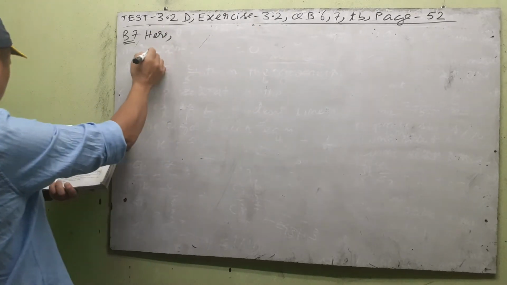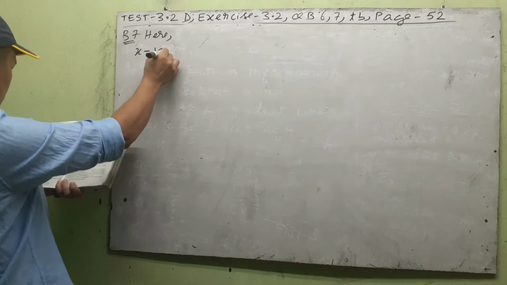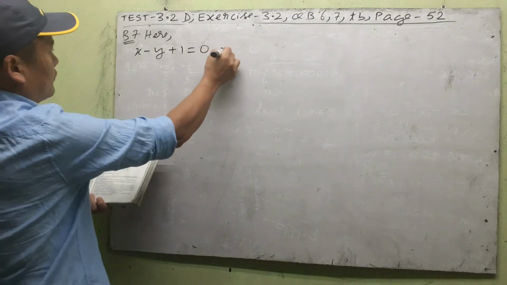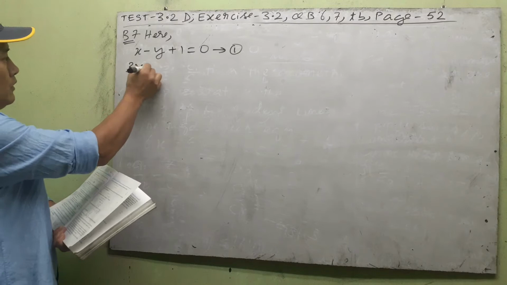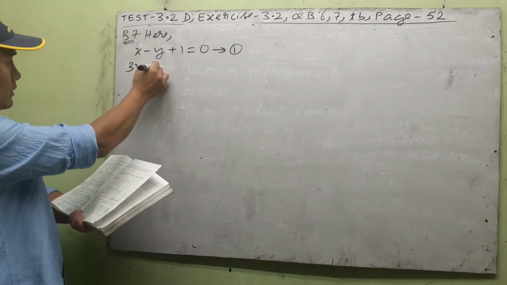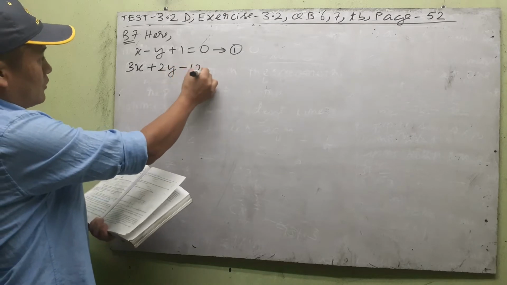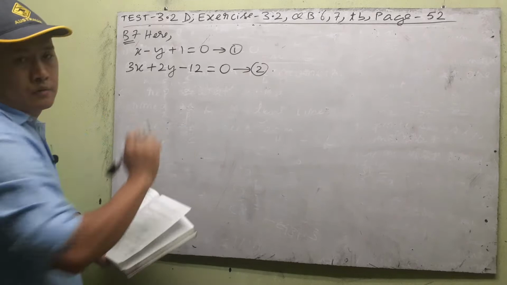The first equation, x minus y plus 1 equal to 0. Let's put this one as equation 1. And the second equation, 3x plus 2y minus 12 equal to 0. This is equation number 2.